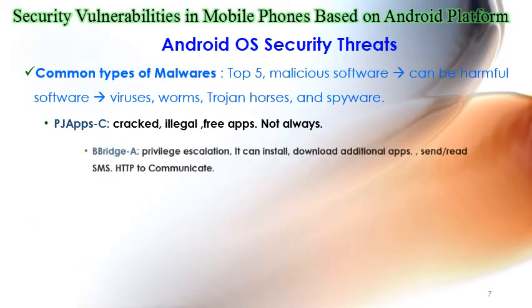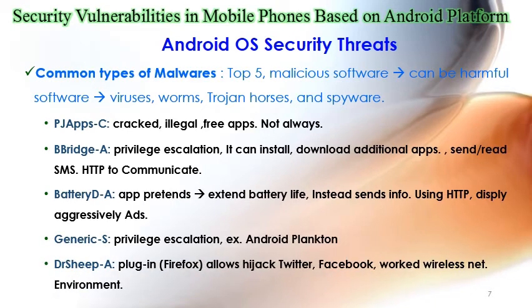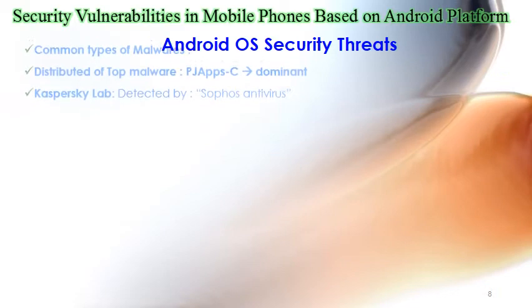Alright, the common top 5 Android malwares are listed here. Malware is malicious software, which can be harmful software like viruses, worms, Trojan horses, or spyware. All these types of malware can infringe the Android operating system in different ways. They may send sensitive information without user consent, send SMS intentionally, or even halt the system so it becomes unresponsive.